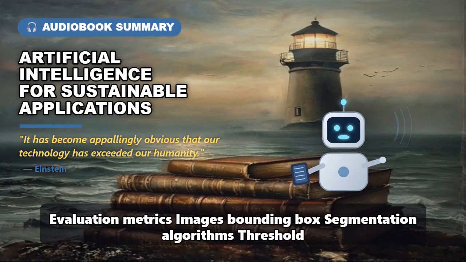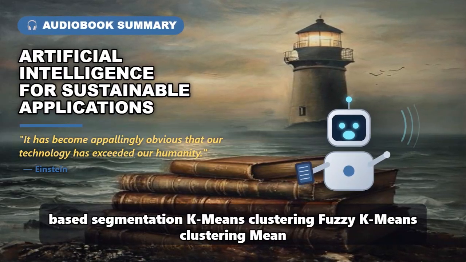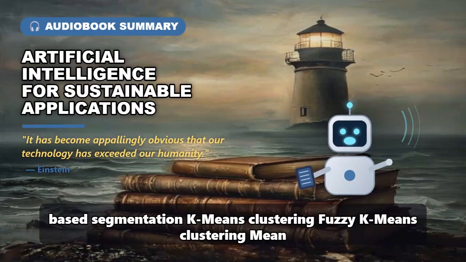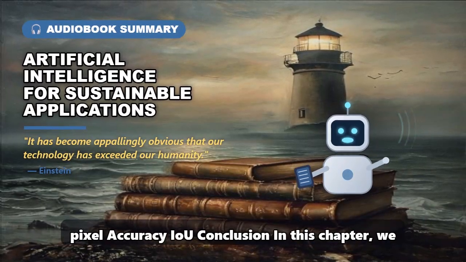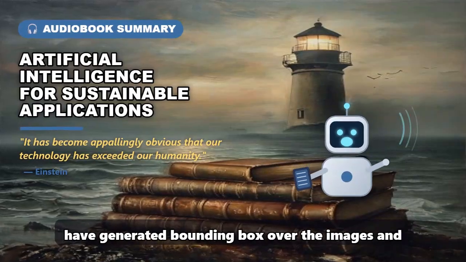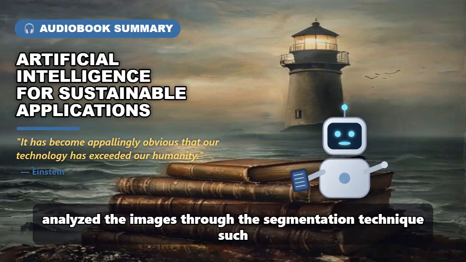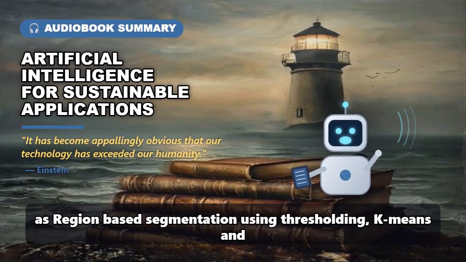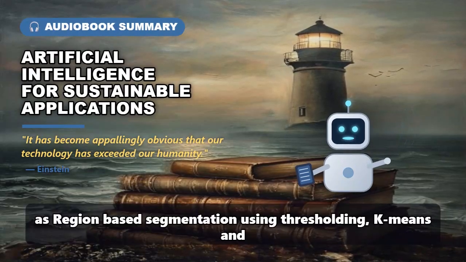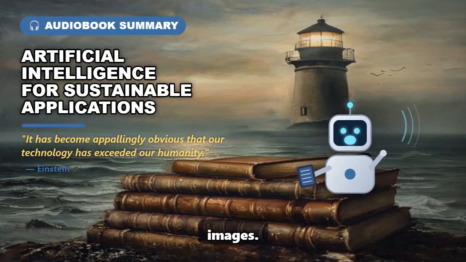Evaluation metrics: images, bounding box, segmentation algorithms, threshold-based segmentation, k-means clustering, fuzzy k-means clustering, mean pixel accuracy. IOU conclusion: in this chapter, we have generated bounding boxes over the images and analyzed the images through segmentation techniques such as region-based segmentation using thresholding, k-means, and fuzzy k-means clustering to segment the COVID X-ray images.